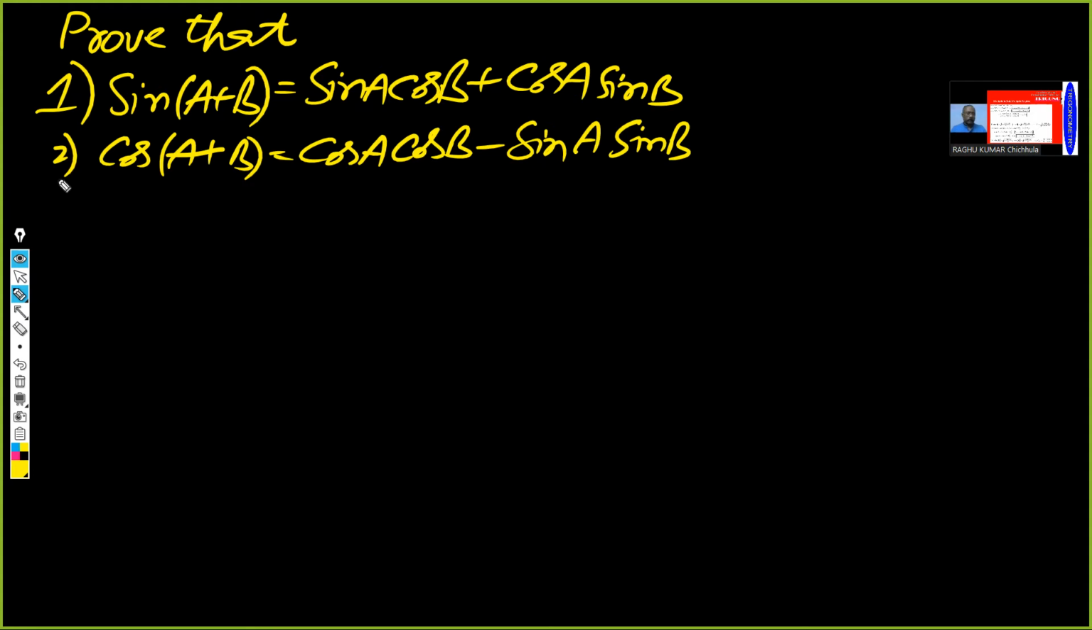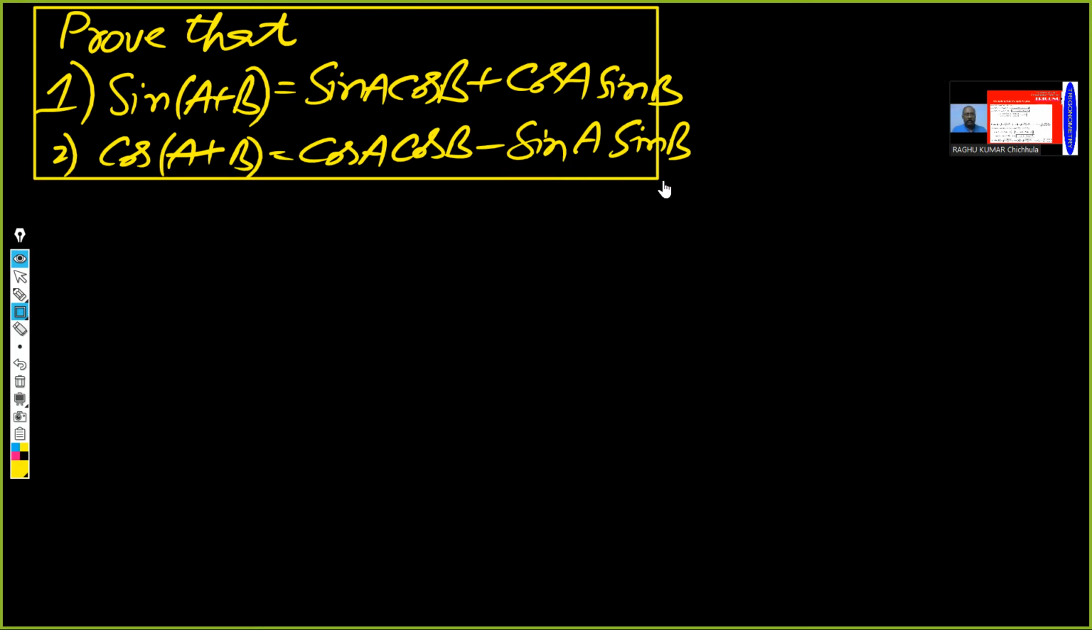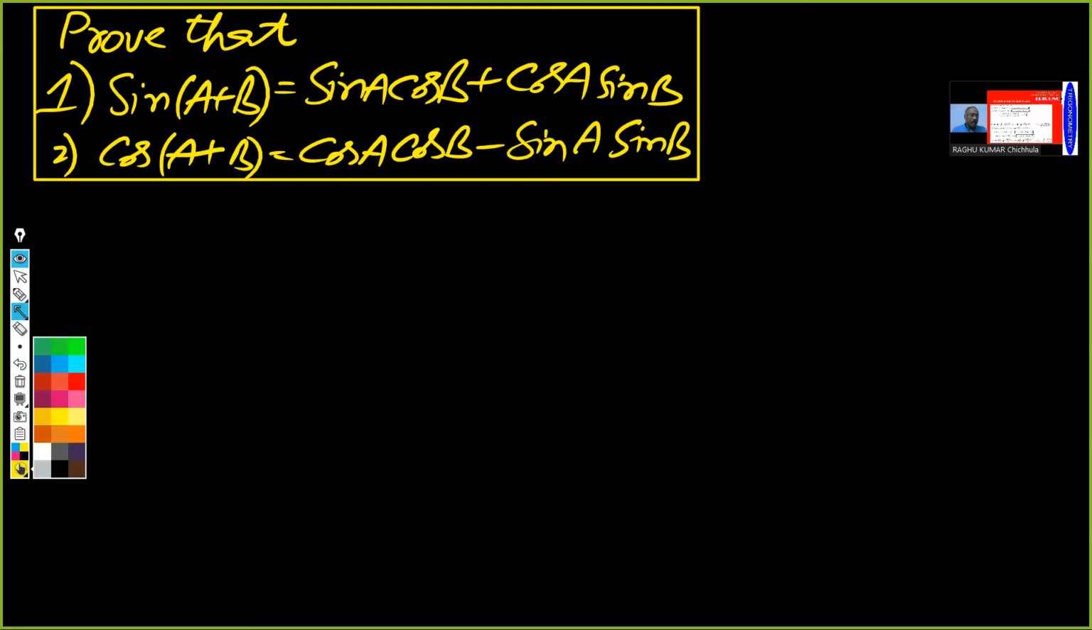Okay, now let us have the construction of this. Let us have the construction to prove this. It is very simple, just follow this carefully. Because all these trigonometric ratios are defined in a right angled triangle, so we have to construct right angled triangles here.